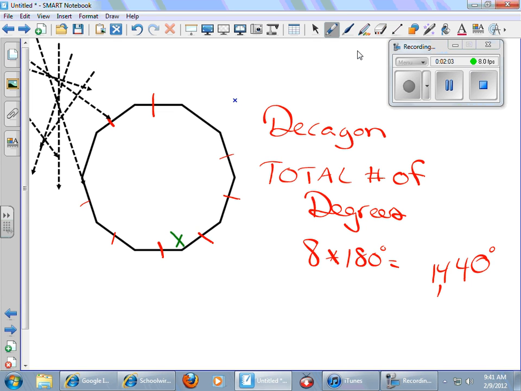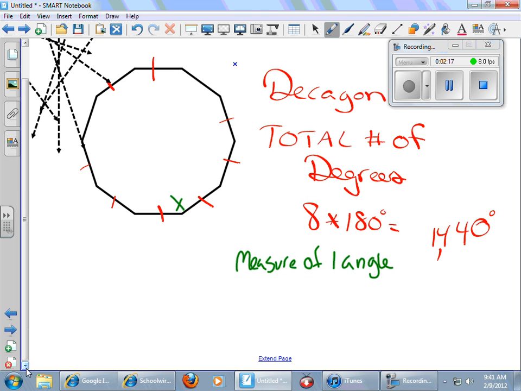If it's a regular decagon, all the angles are the same, right? So I could just take the measure of one angle. I would take the total number of degrees and divide by the number of angles.